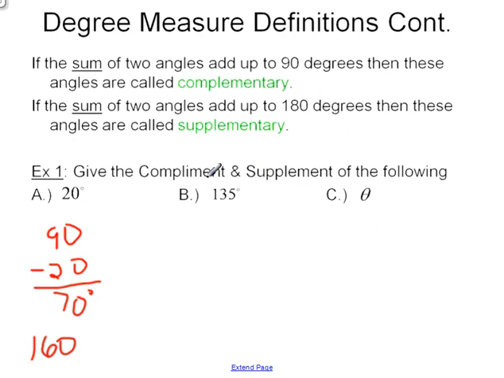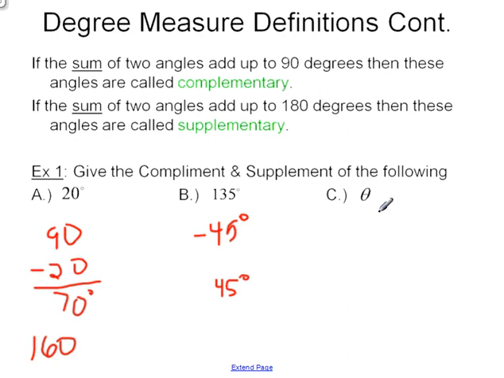Now this guy, 135, well that's way bigger than 90 degrees. One thing you keep in mind is now you're going to start dealing with negative angle measures, and negative angle measures are denoting directions. And so you could end up getting a negative. So if we did 90 minus 135, you would have a negative 45 degrees. And then its supplement would just be 45.